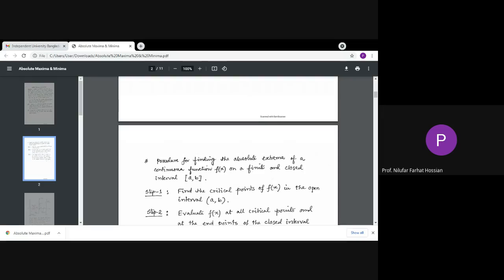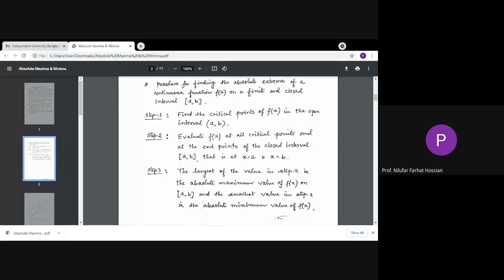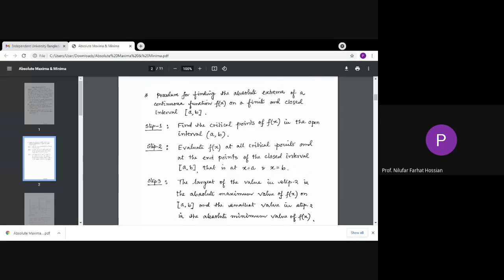Now there is a clear procedure, with steps, for how to get the absolute maximum or minimum, if there is any, for a function in a given interval. Procedure for finding the absolute extrema. So what is step 1? Find the critical points of the function in the open interval (a, b).